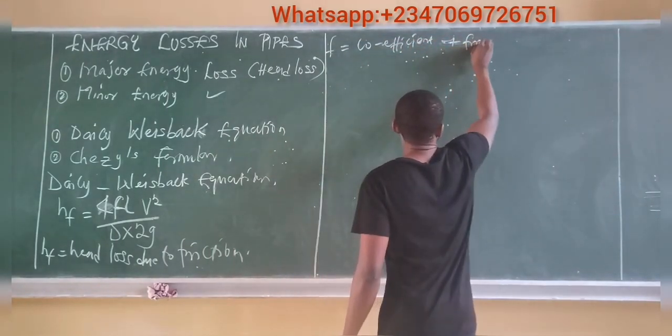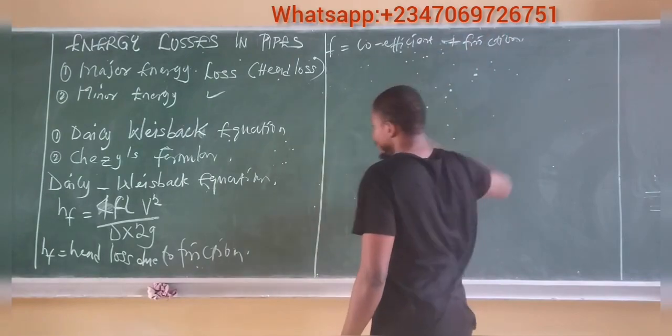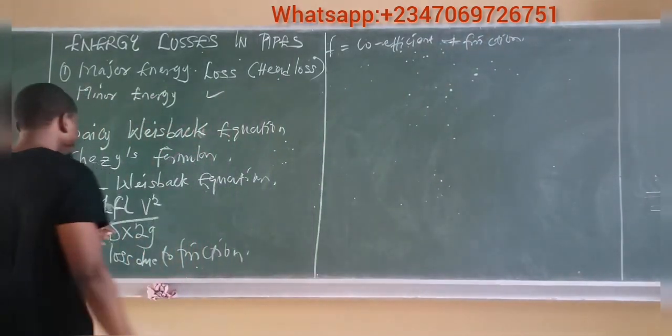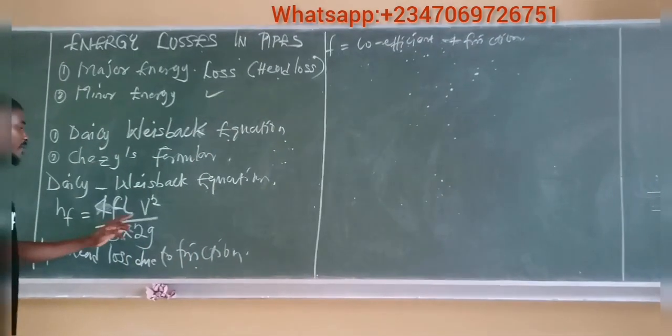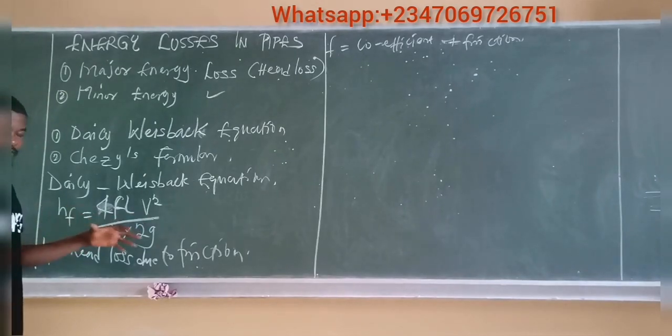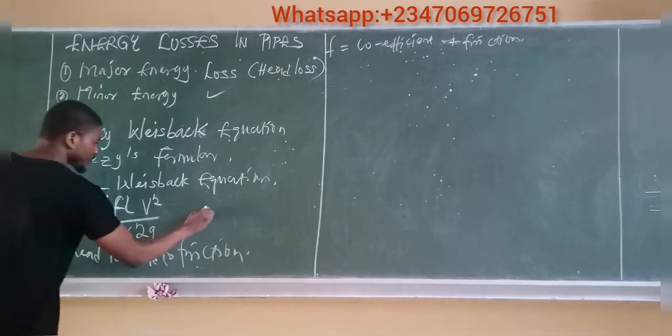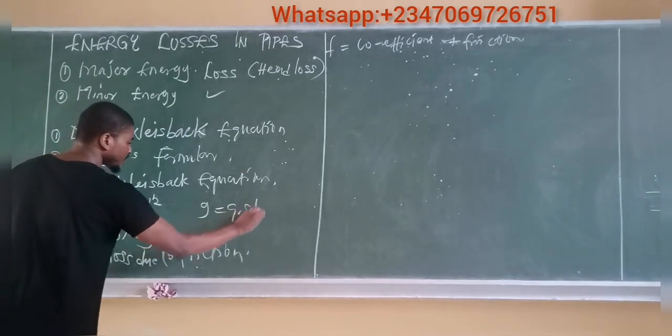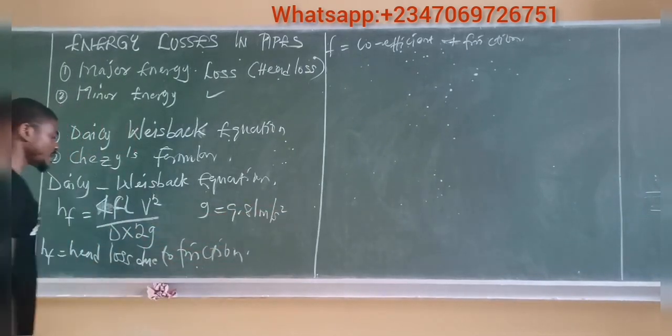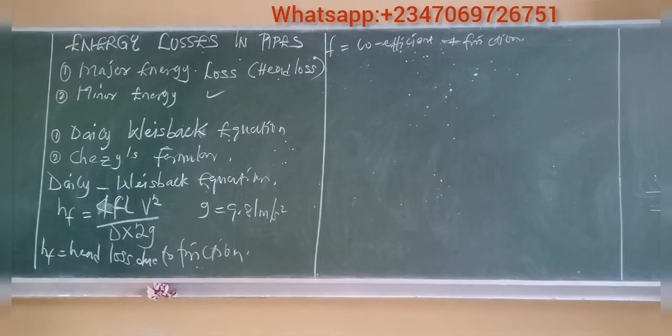So f stands for the coefficient of friction, L stands for the length of the pipe, V stands for the velocity of flow, whereas d stands for the diameter of the pipe, and g is the constant, gravity, which has a value of 9.81 meters per second squared. It means that in order to make use of the Darcy-Weisbach equation, we need to know what the coefficient of friction is.